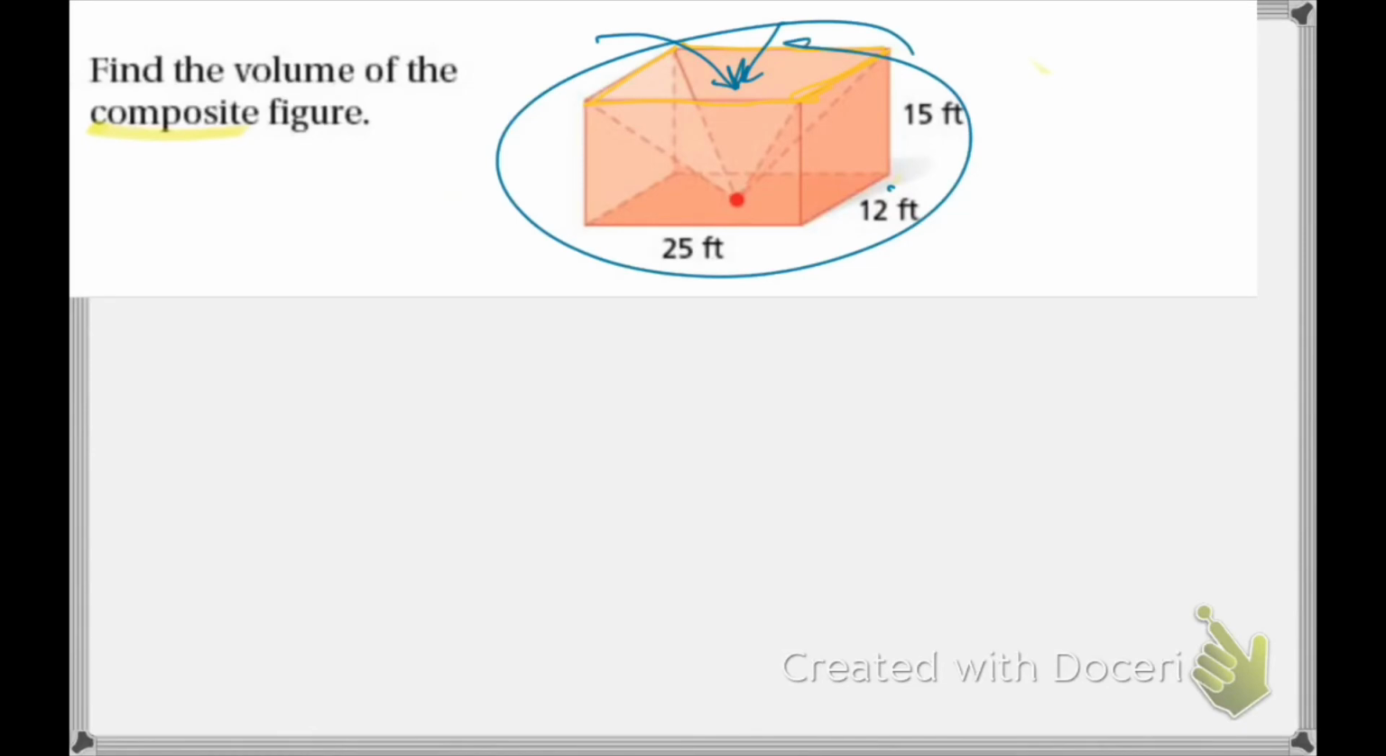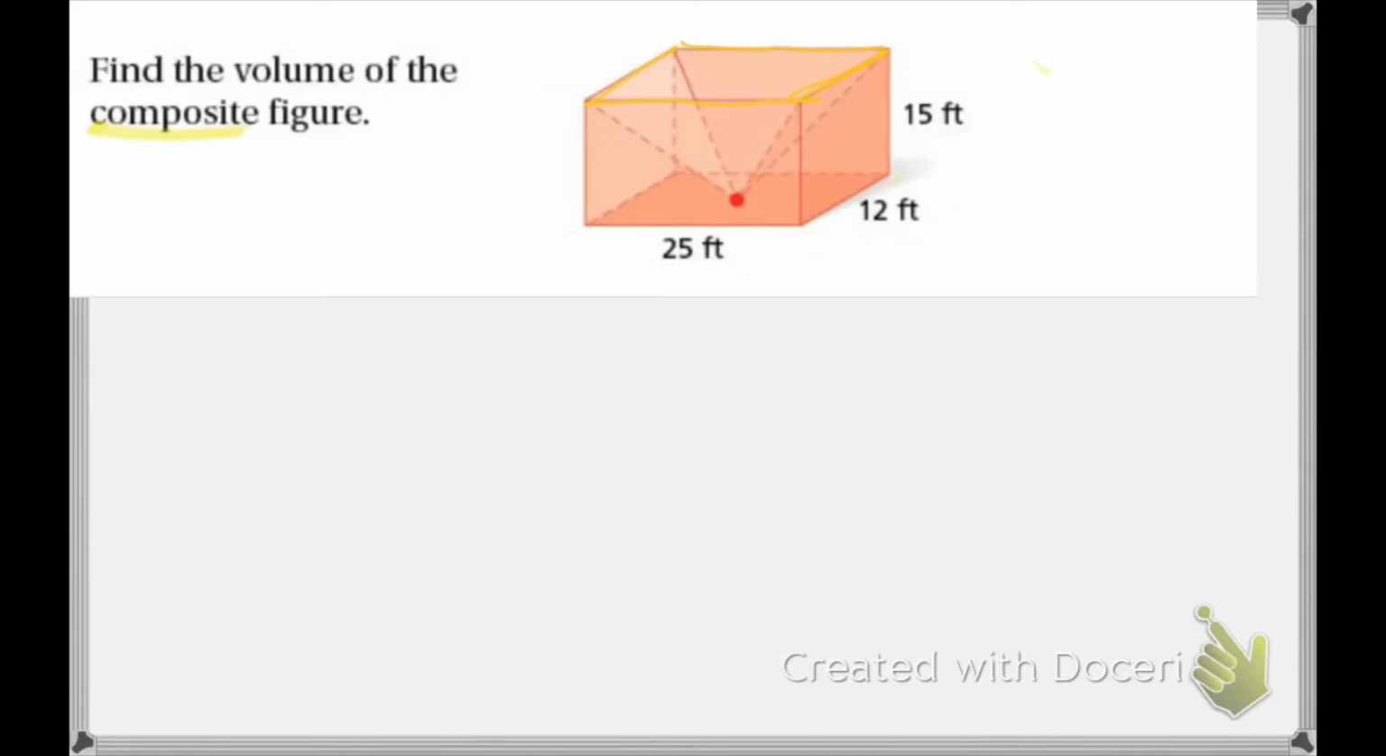So how do I calculate the volume of this shape here, if this center part is scooped out, if it's taken out? How do we do that? Well, first, we're just looking at the volume. Let's calculate the volume of the rectangular prism.